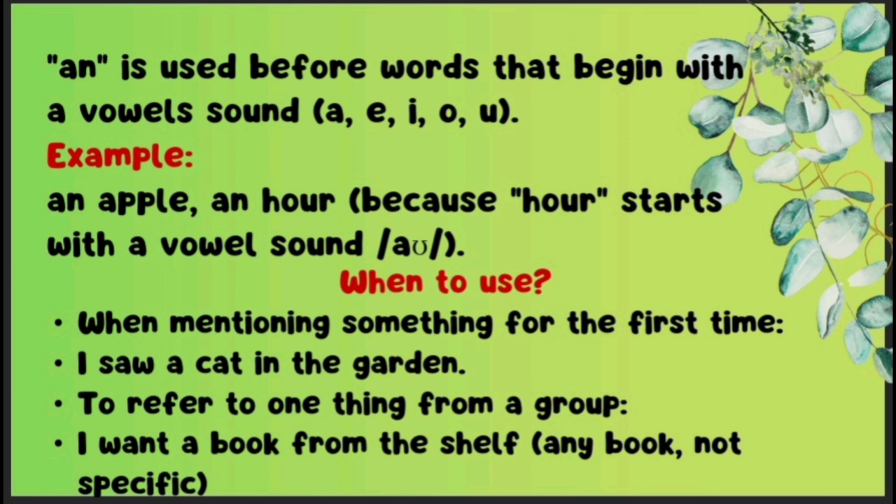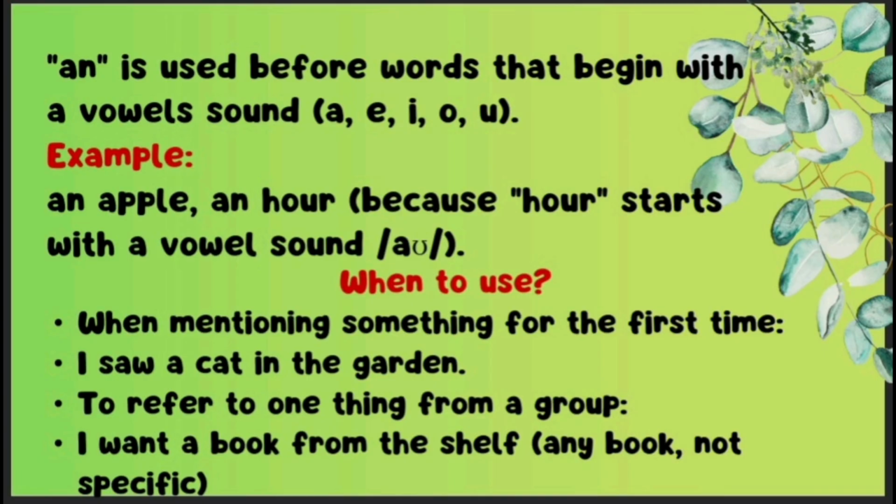See the example, an apple. But next you can see an hour. Here the word starts with H, a consonant alphabet, but still we are using an article because it sounds like a vowel sound. When you pronounce the word and the vowel sound is there, it is compulsory to use the article an. If it is not sounding like a vowel, then you can use the article a.